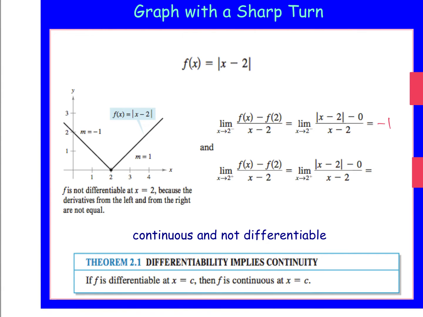-1. What is my derivative from the right of 2? +1. Now, is this function continuous? Yes. But is it differentiable at 2? No, because it makes a sharp turn. All right? So if it makes a sharp turn, it doesn't have the same derivative from the left and the right. It's not differentiable, even if it is continuous there.